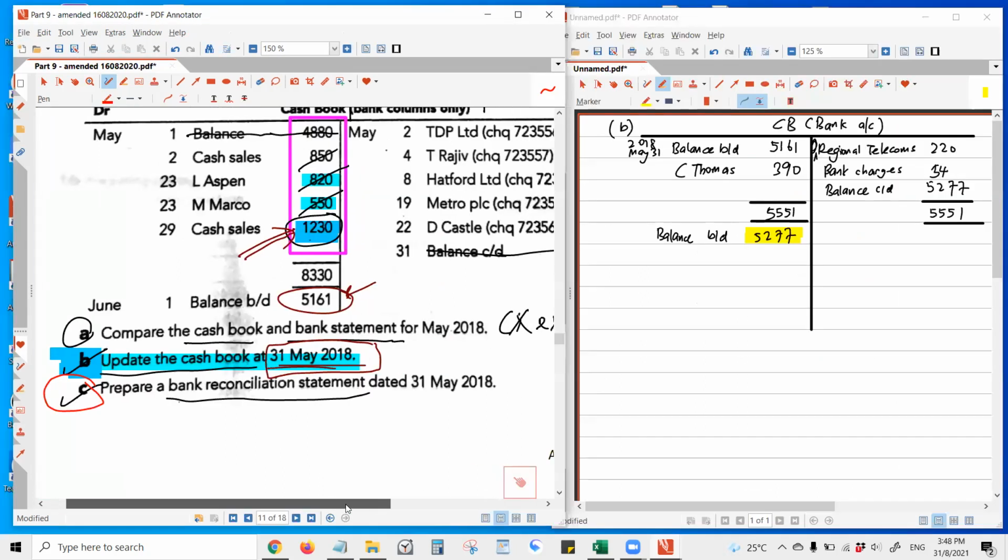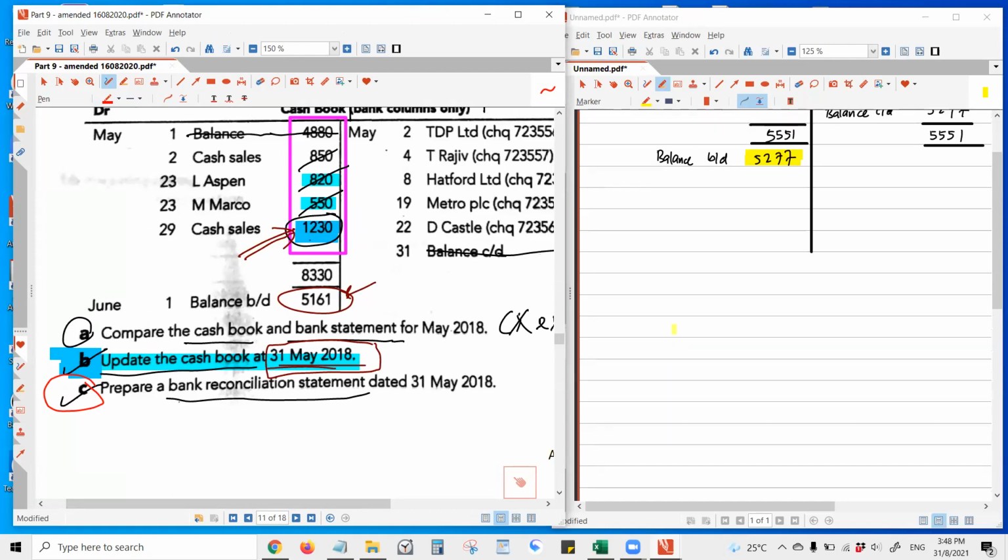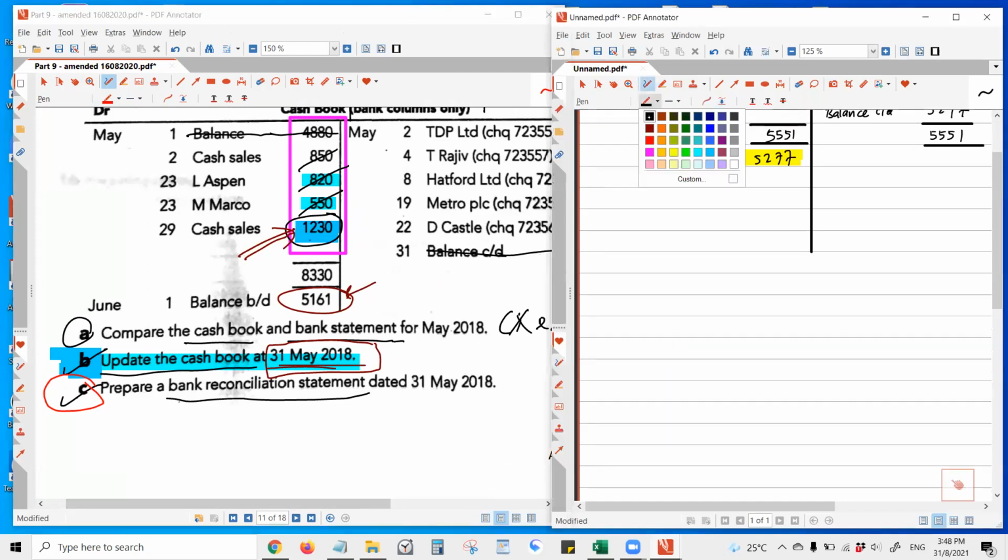Now we start with the heading, the bank reconciliation statement heading. In the exam, the heading would be given to you, but here we have to draw it ourselves. Bank reconciliation statement. Just copy and paste from the question. At 31st May 2018.